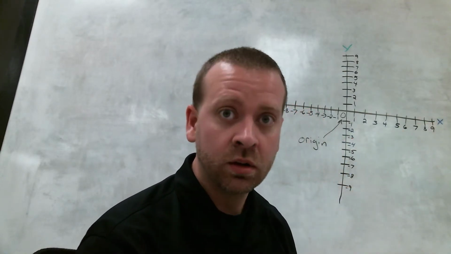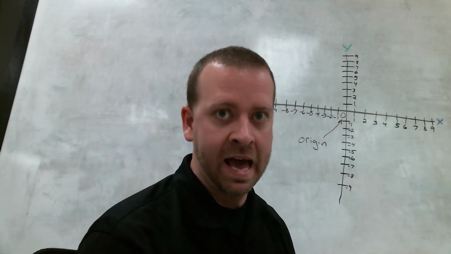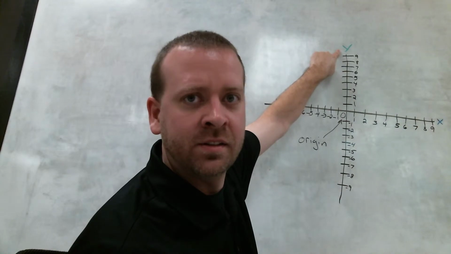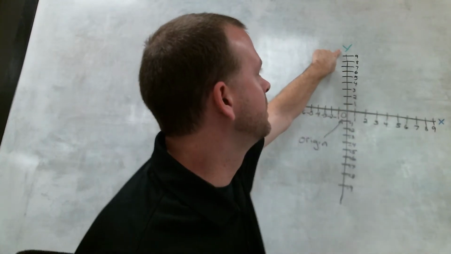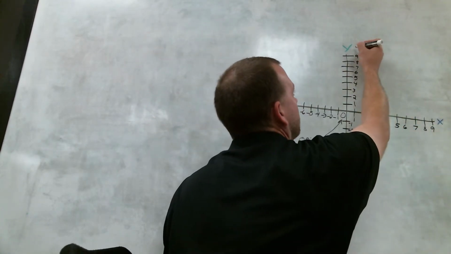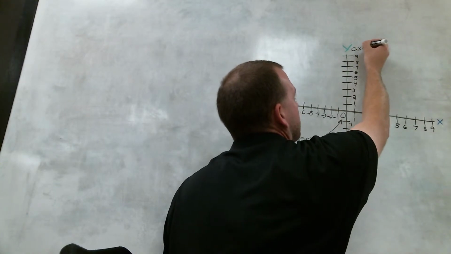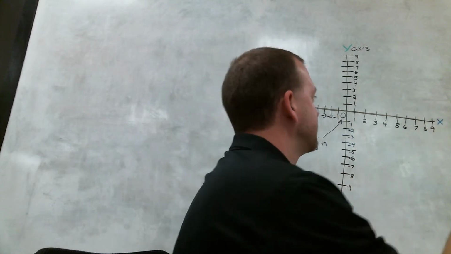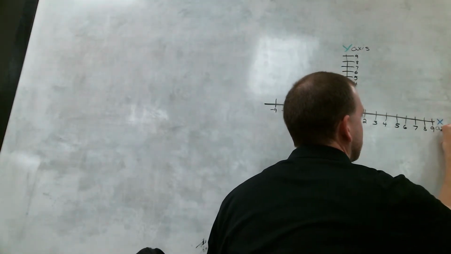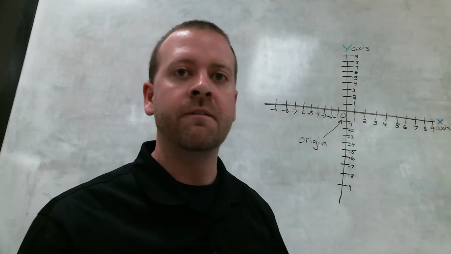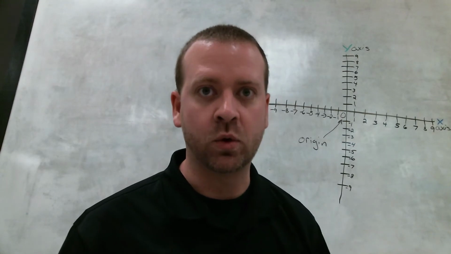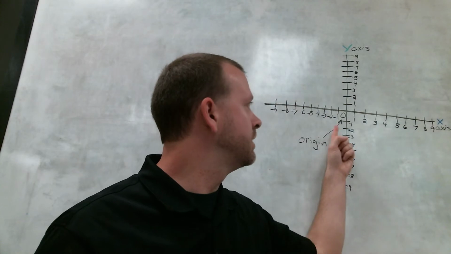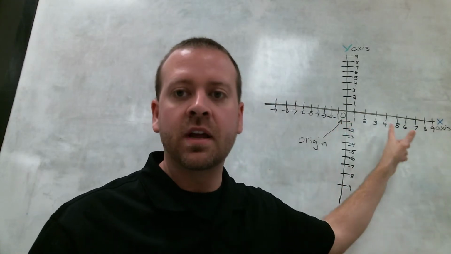The vertical line, or the vertical axis, is called the y-axis. Okay, so this is the y-axis. Okay, and this is the x-axis. Very, very important.